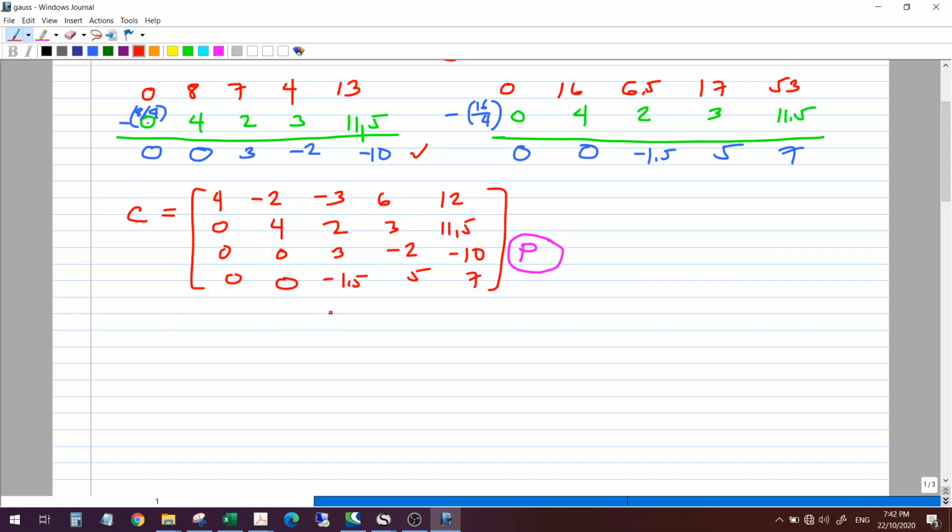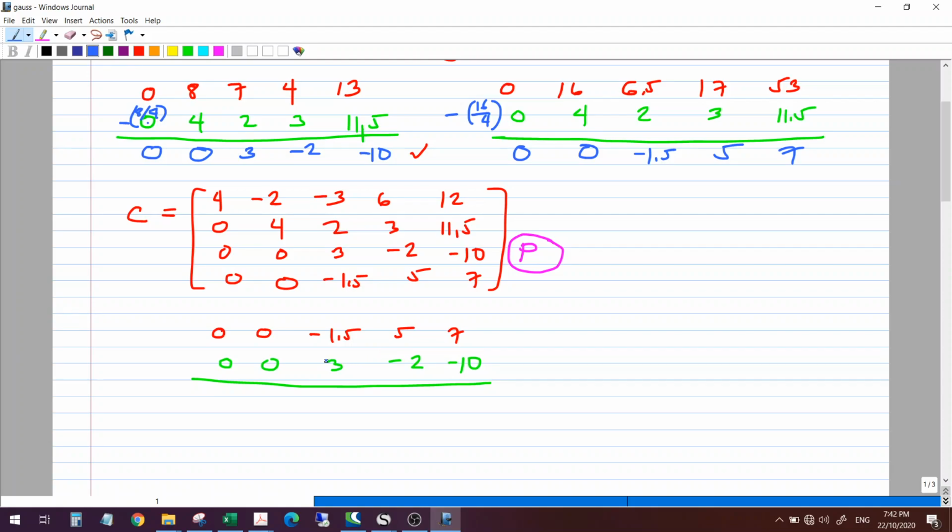So I'll rewrite 0, 0, negative 1.5, the fourth row, 5, and then 7. Then write down the pivot equation, the third row, 0, 0, 3, -2, -10. Okay.